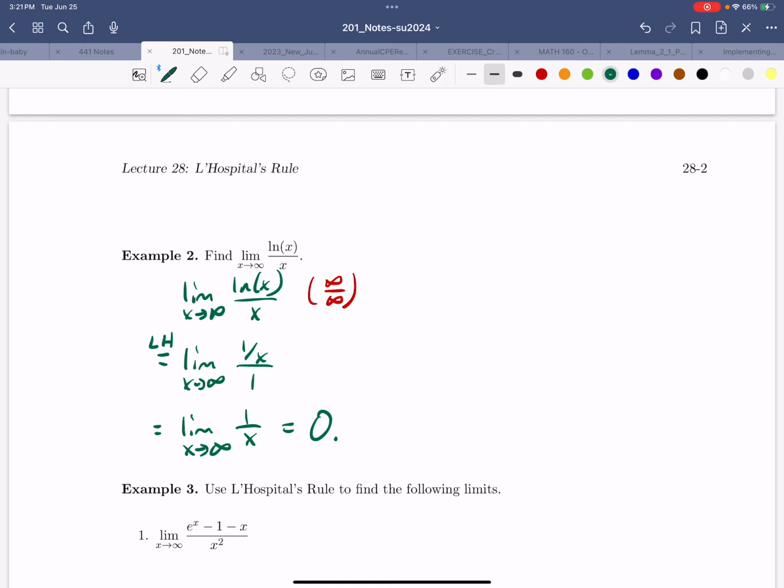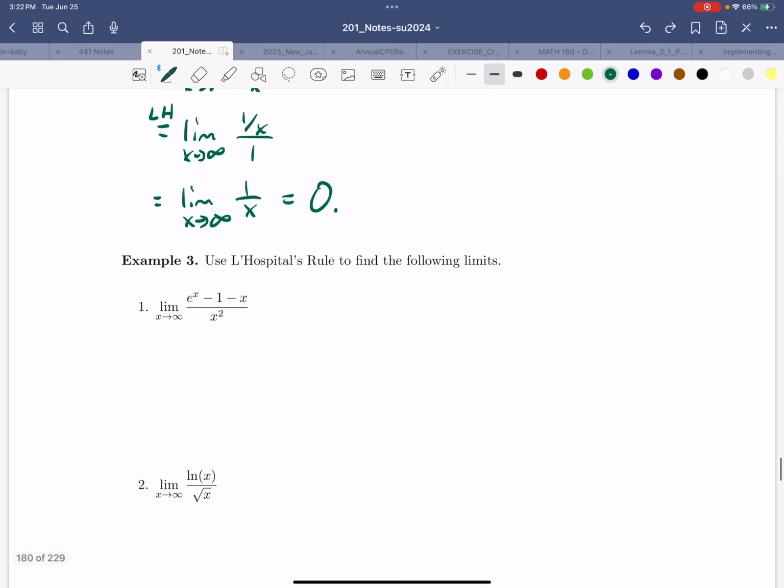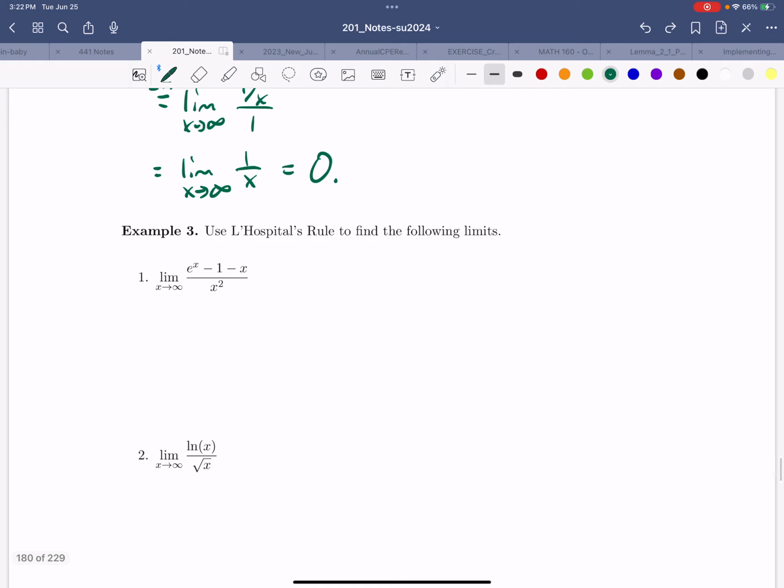Now, just to make sure, we had to check that we had an indeterminate form. L'Hopital's rule does not necessarily work if you don't have an indeterminate form. So you have to test that out. By the way, you might see this again in Calc 2, perhaps.